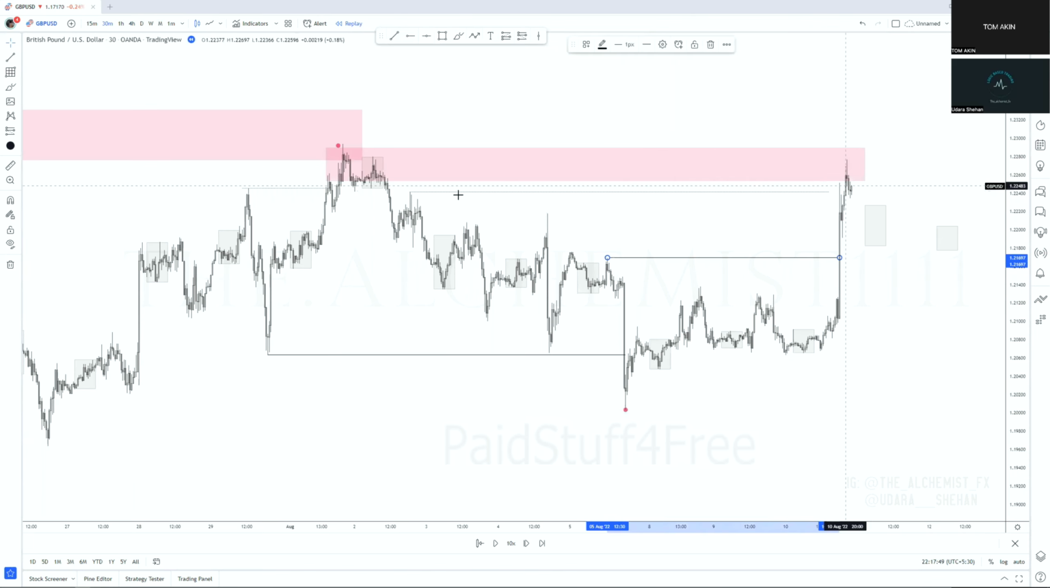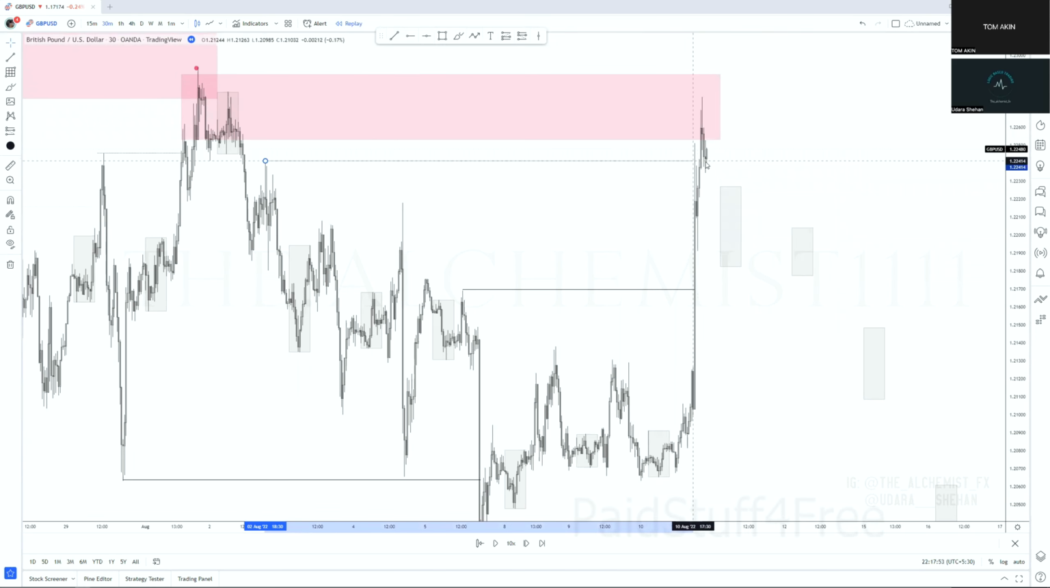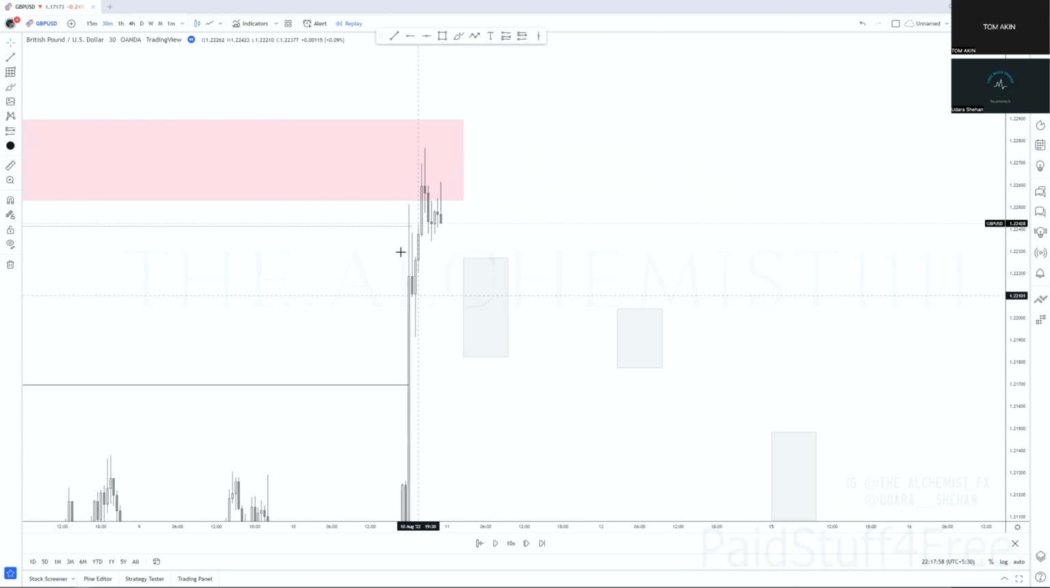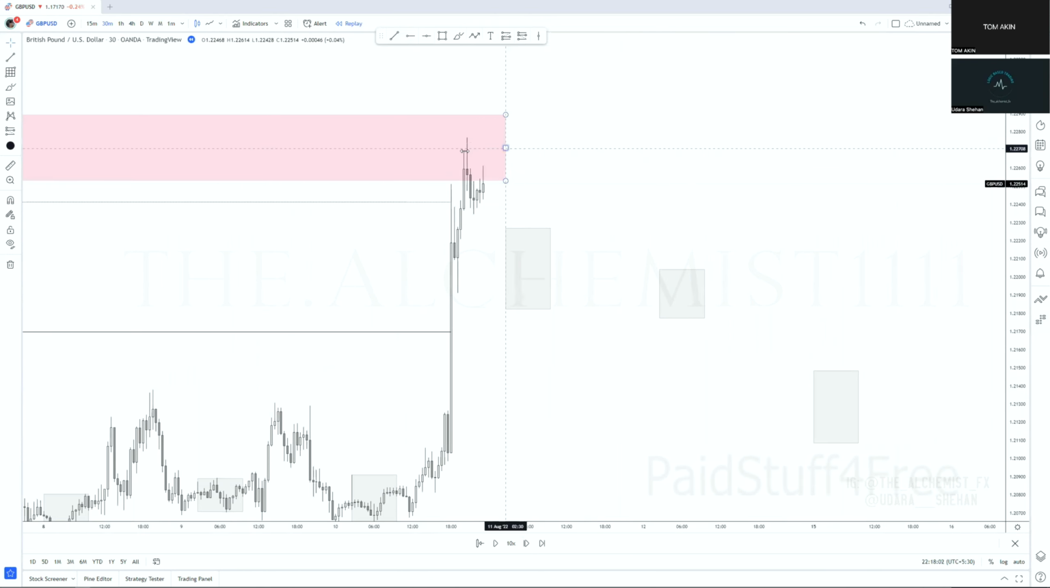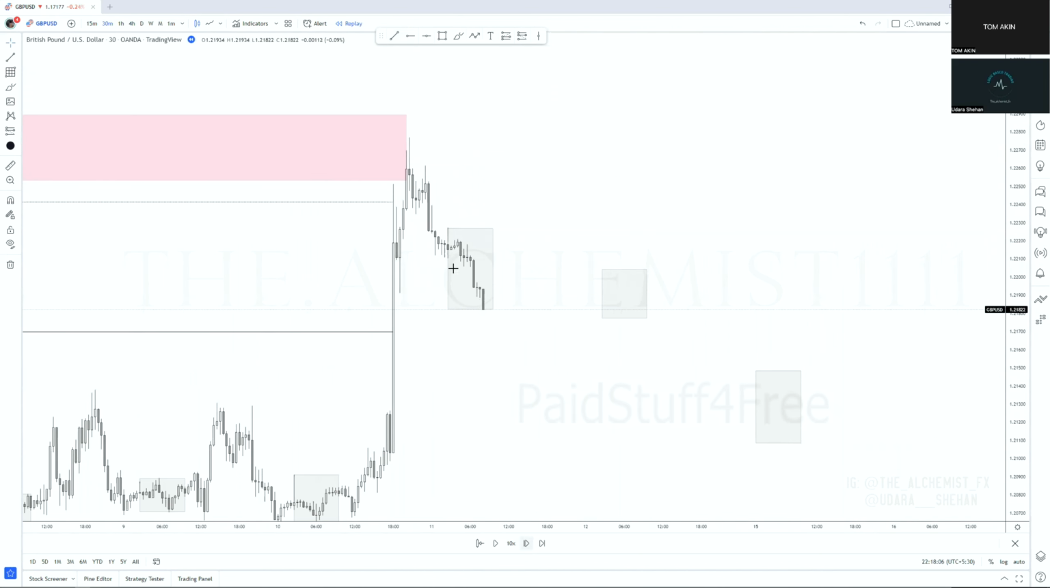Now for this setup, of course, timing wasn't that good. Now look what happened. Came right inside of the daily point of interest, and now we're waiting for reactions. What's the reaction we want to see? A breakout structure, right? So let's see. Okay, and there we go.